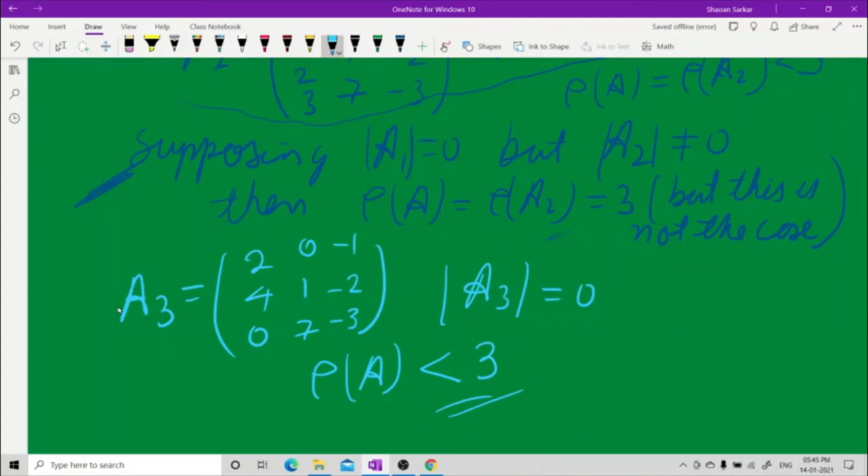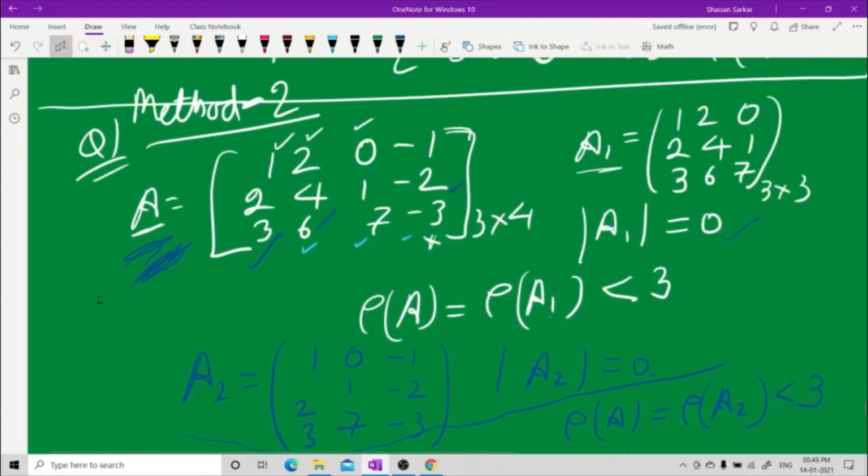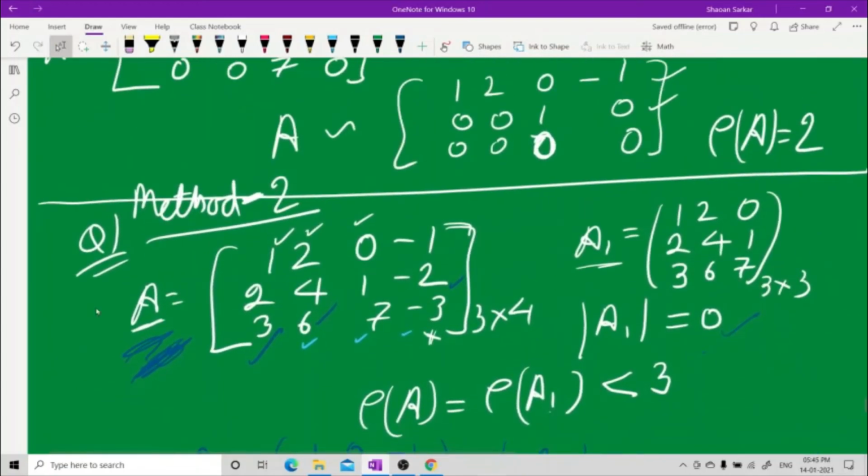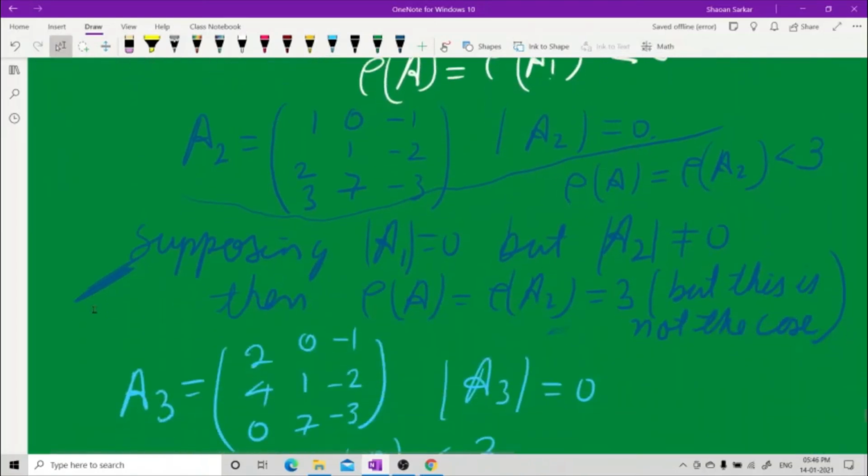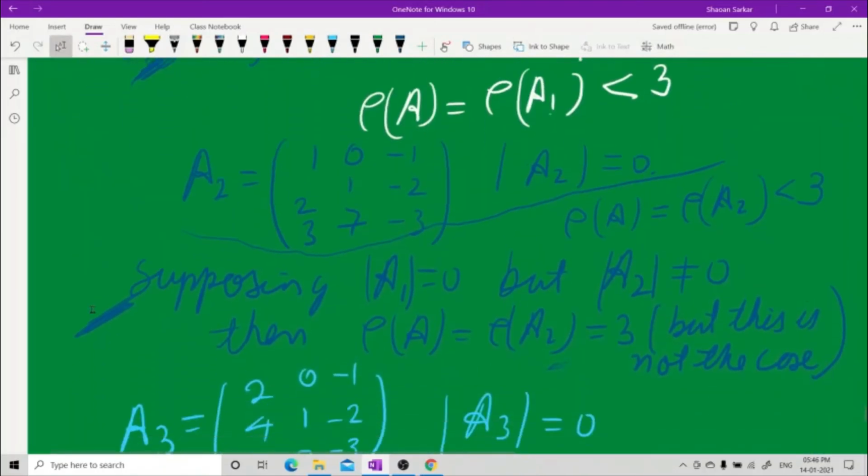Now let us take a 2 cross 2 matrix out of it. Any 2 cross 2 matrix would do. Let me take this 2 cross 2 matrix. Let me write this, then you will understand what I'm trying to say to you.